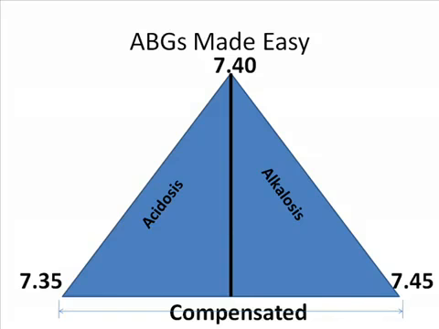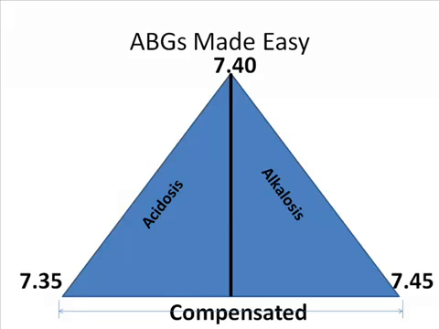Right smack dab in the middle there, 7.40. Anything to the left of that, or anything less than 7.40, is acidosis. Anything greater than 7.40 is alkalosis. Now, if we're less than 7.40 but still above 7.35, we have a compensated acidosis.